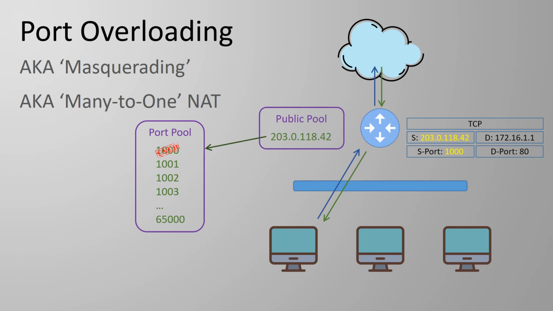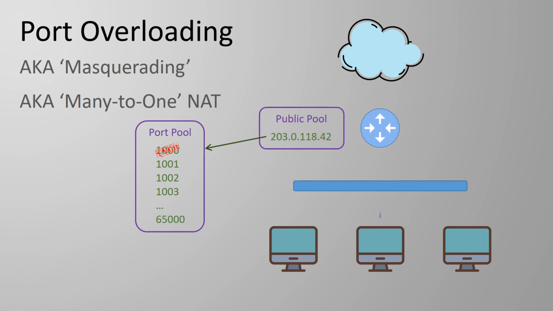Now when the second workstation wants to access the internet, it goes through the same process as before. In our example, it gets the exact same public IP as the first workstation, but it will get a different source port from the pool. In this way, devices on our network can share a single public IP address as they each use unique source ports for each connection they open. And as there are about 64,000 TCP ports and 64,000 UDP ports, we won't run out of ports quickly.